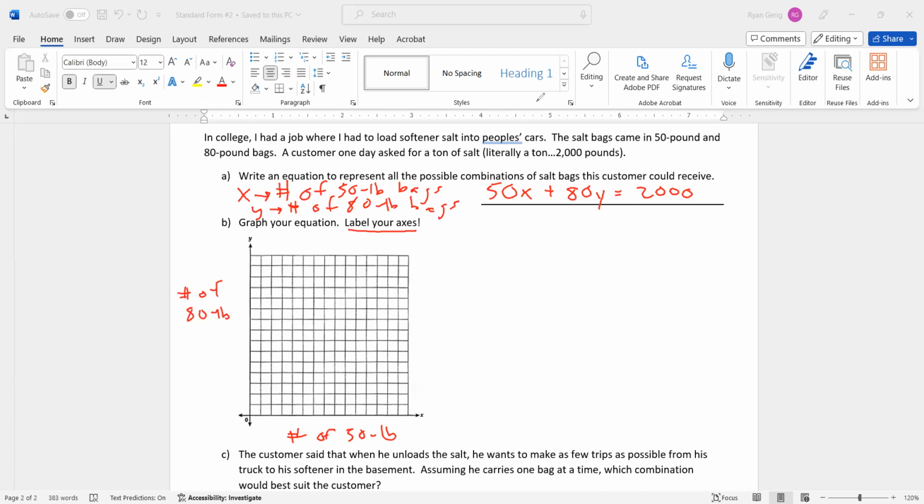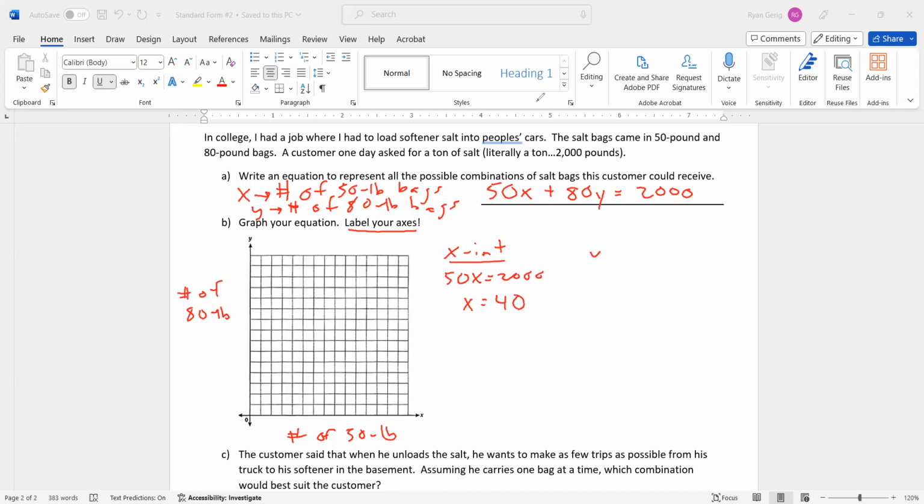I also have to give the scale of the axis. So I got to put numbers down there as well. Before I put the numbers on there, I'm going to find the x and y intercepts because I don't really know how big this is going to be. So the x-intercept, cover up the y, divide by 50. I get, that real quick, 40. So I know my x numbers are going to have to go all the way up to 40.